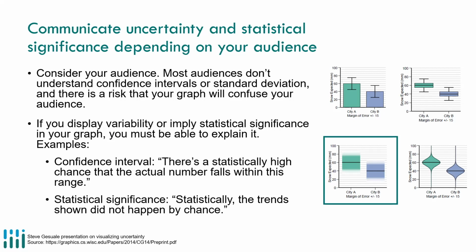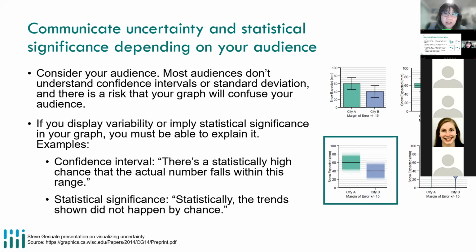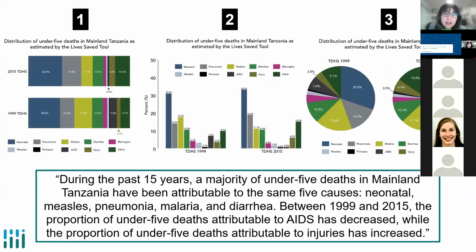If you must display confidence intervals and show statistical significance, you must be able to explain it. So here are tips on how you might explain it to an audience where data literacy might be variable: there's a statistically high chance that the actual number falls within this range, or this did not happen by chance. So finally, let's revisit the examples from the beginning.